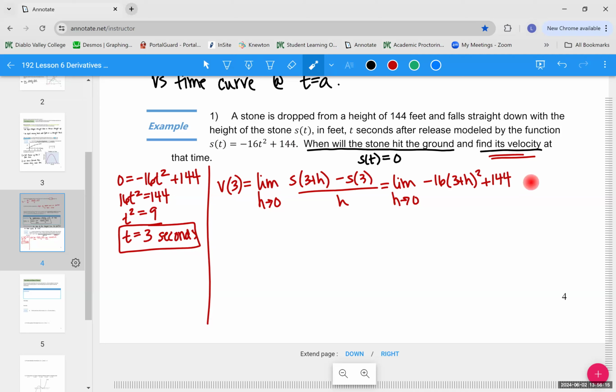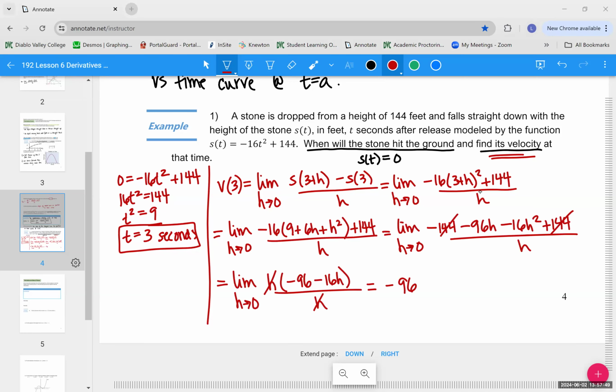Then I need to subtract s of 3, but we already know what s of 3 is. s of 3 is 0, right? That's when it's hit the ground. So again, if you were to try to plug 0 in right here, you're going to get 0 over 0. And so we got to do some calculations. I'm going to have you go ahead and press pause and spend a little time trying to work through this limit.